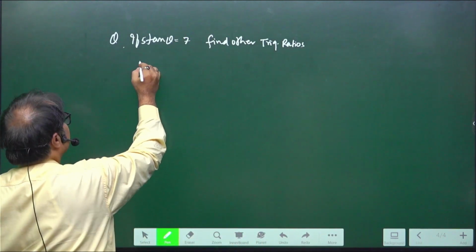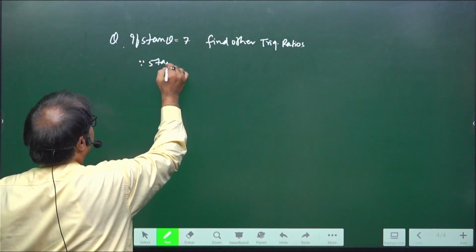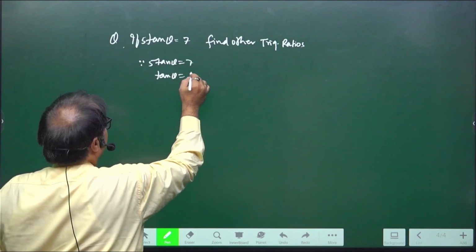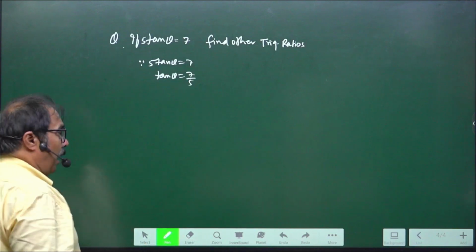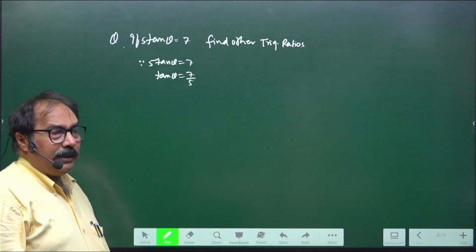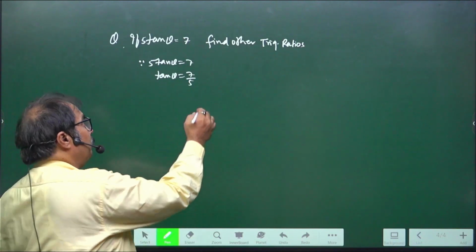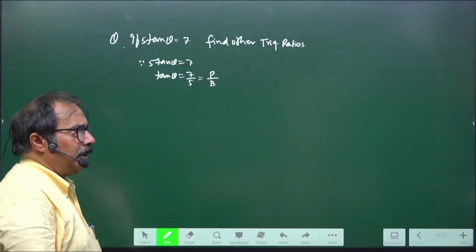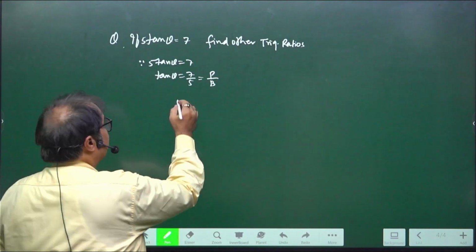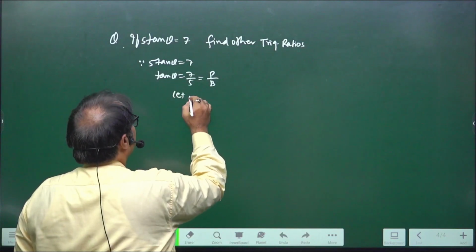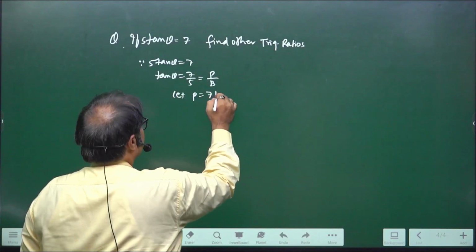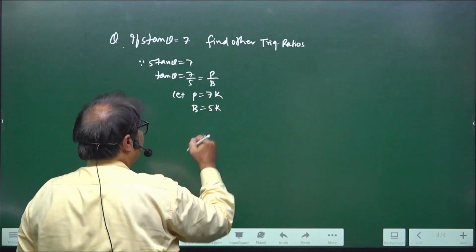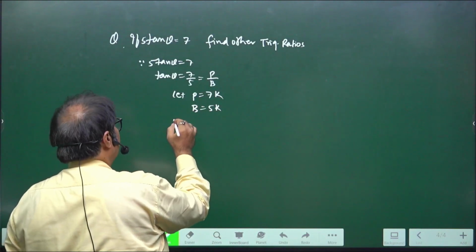Since 5 times tan theta is equal to 7, tan theta is equal to 7 upon 5. And as we know, tan is the ratio of perpendicular and base. So let perpendicular P be equal to 7K and base be equal to 5K. Now find the hypotenuse.